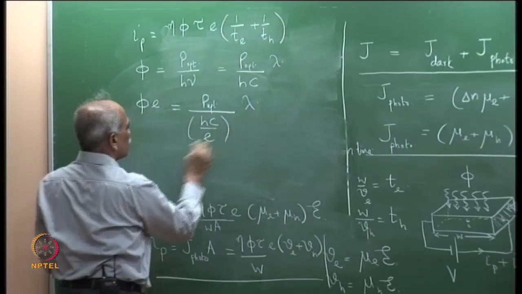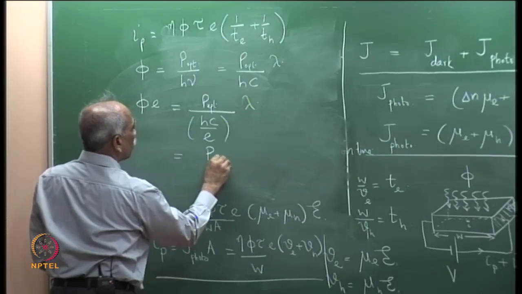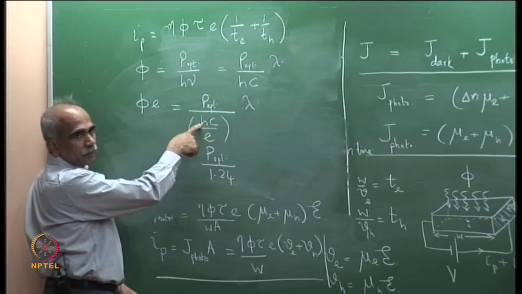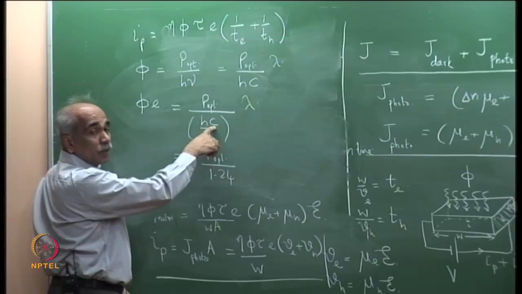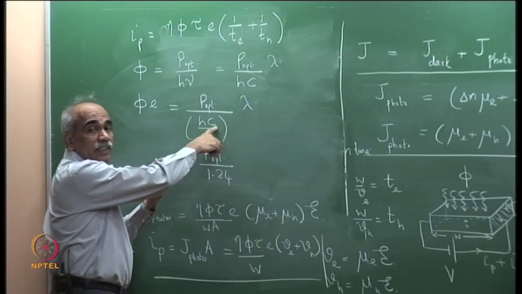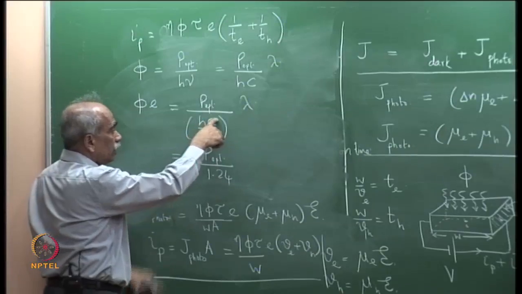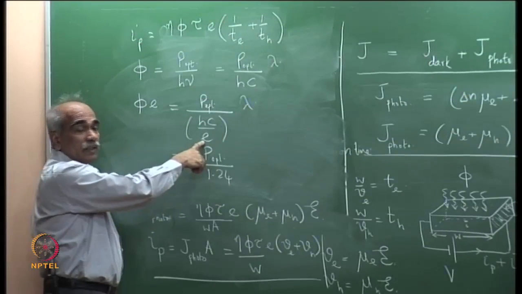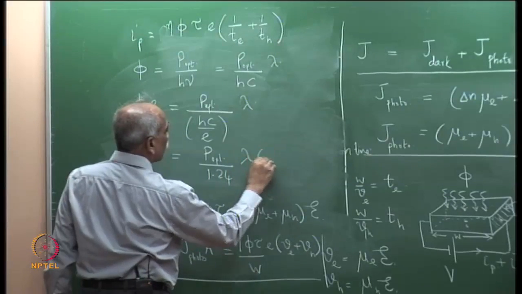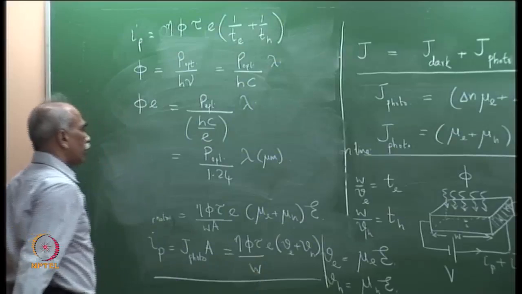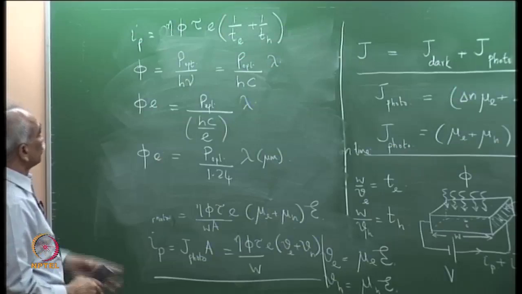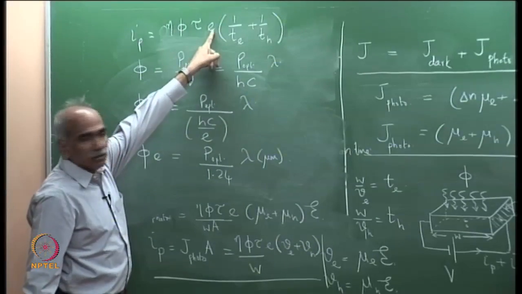We have done this many times. So, this is equal to P_opt divided by 1.24 lambda. You can substitute the constants: 6.6 into 10 power minus 34, c as 3 into 10 power 8 meters per second, or 3 into 10 power 14 in microns, and 1.6 into 10 power minus 19, which will give you simply 1.24. Lambda is to be remembered as substituted in microns. So, phi into E is this.